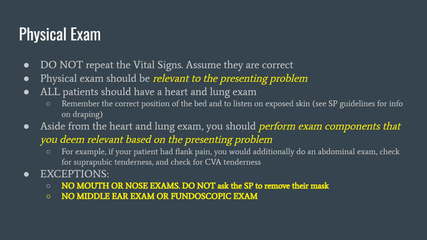Aside from the heart and lung exam, you should perform exam components that you deem relevant based on the presenting problem. So again, to build on my example of the patient with flank pain, you might additionally do on this patient an abdominal exam, maybe check for suprapubic tenderness and checking for CVA tenderness.